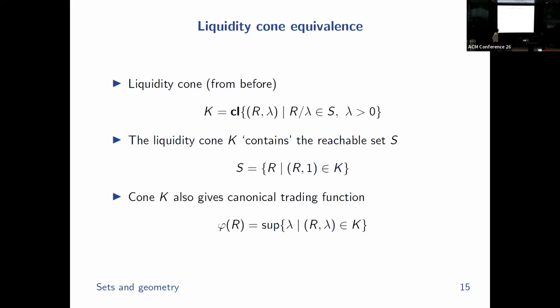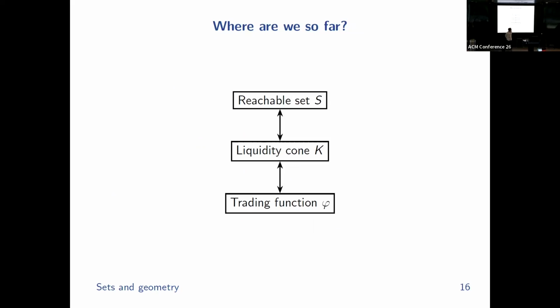Okay, so here's the equivalence between the three objects I've just stated. The liquidity cone certainly contains the reachable set. That's pretty easy. It's simply the cone sliced off at 1, and that's easy to see because if you plug in lambda equals 1 there, R over 1 is in S if and only if R is in S. And the cone also gives a canonical trading function, right? As we mentioned before, it is the largest scaling such that R over lambda lies in S. Okay, so I'm going to draw this, someone lovingly called it a treasure map. And I'll add two more things to it before we're able to do a few things.